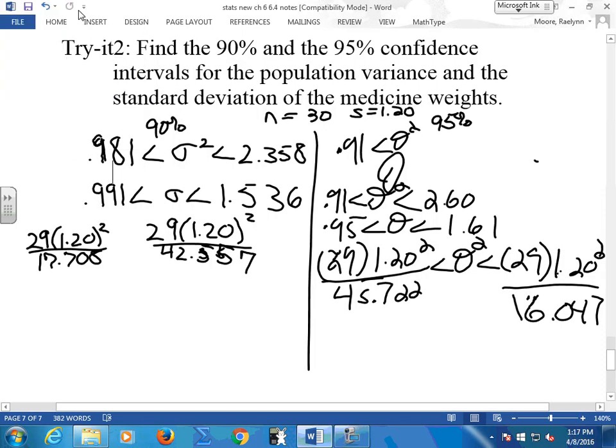And we're good with that? Again, let's put this on a number line just for a minute. Here's your 90. I'll just do the standard deviation: 0.991 to 1.536. Here's this guy, 0.91. The 95 over here, this shape is wider.